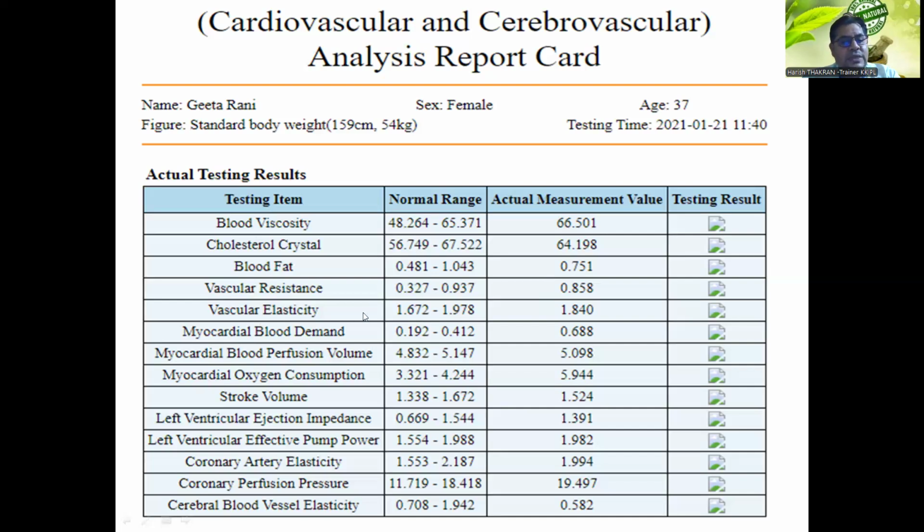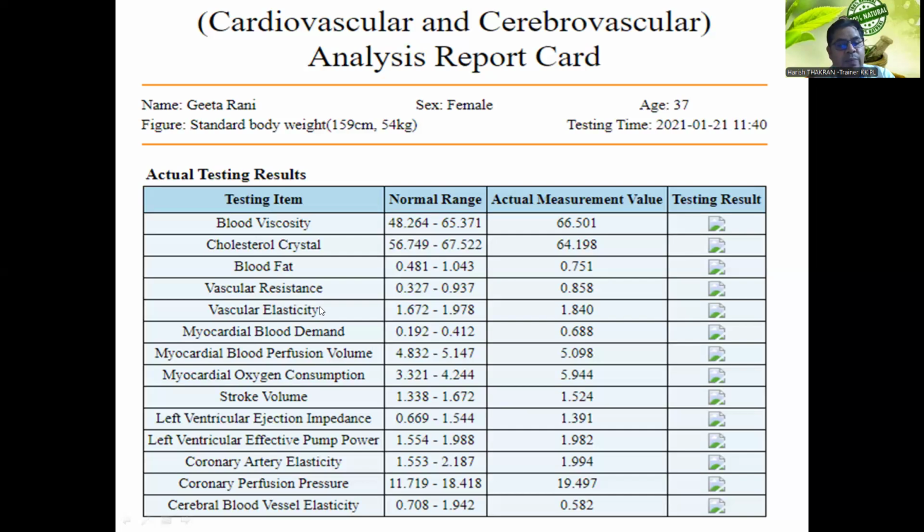The fifth report card is vascular elasticity, meaning the flexibility of our blood vessels. All the blood vessels which carry blood, how flexible they are, we can come to know about this report card. If the elasticity is normal, that is good for blood circulation. But if it is on the lower side, if vascular elasticity is below normal, what will happen? Eventually, that means the blood vessels are getting hard or tight.